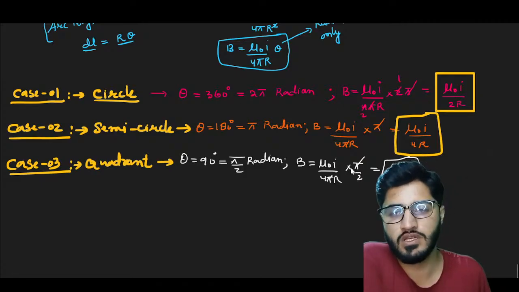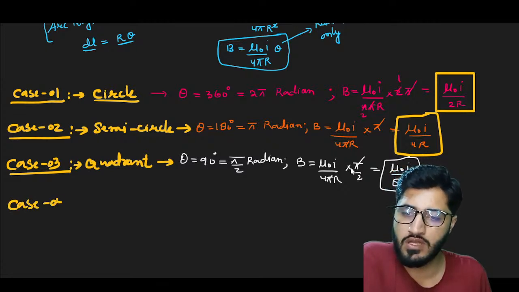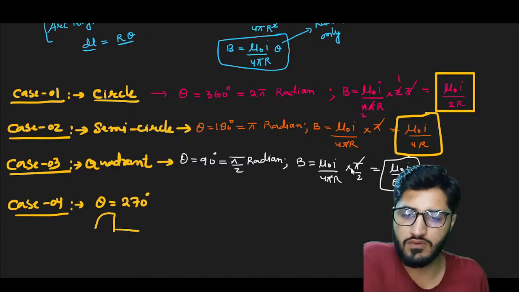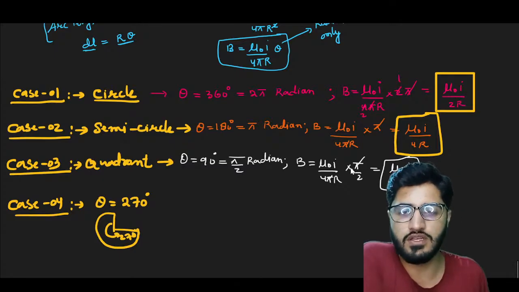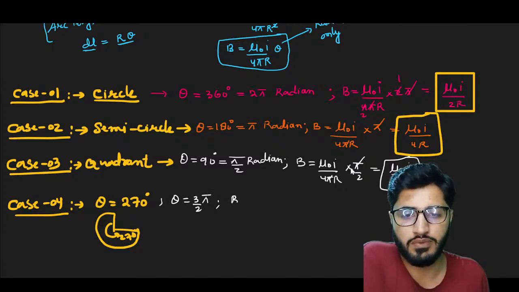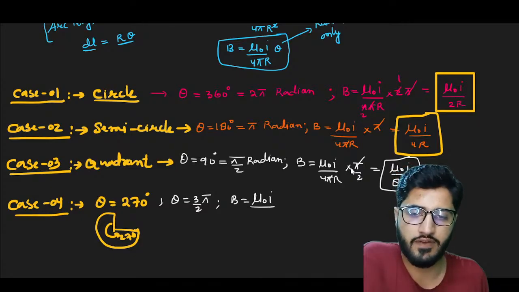Next one, case 4: if we are having theta equals 270 degrees. That means this angle is 270. So you can see here, theta is 3 by 2 pi radian. So B equals mu naught I divided by 4 pi r into 3 by 2 pi. Pi cancels out. My answer is 3 by 8 mu naught I divided by r.